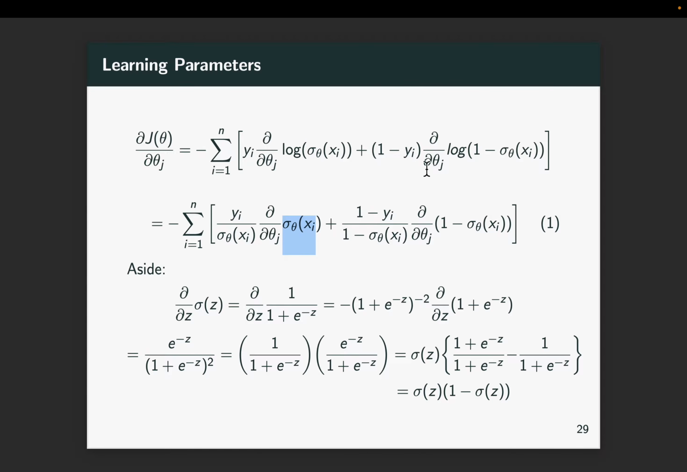So we already had 1 minus yi. When we find the partial with respect to this quantity, firstly the term inside the logarithm can come here, and then you find the partial of the quantity which was within the logarithm.